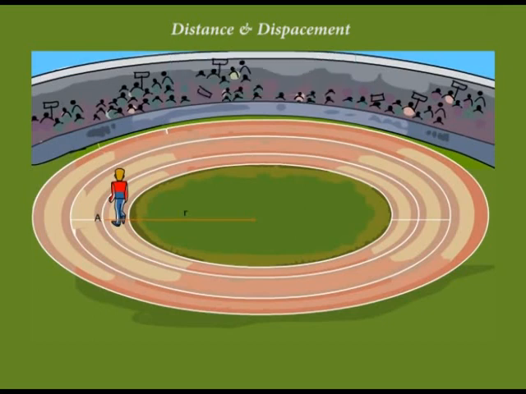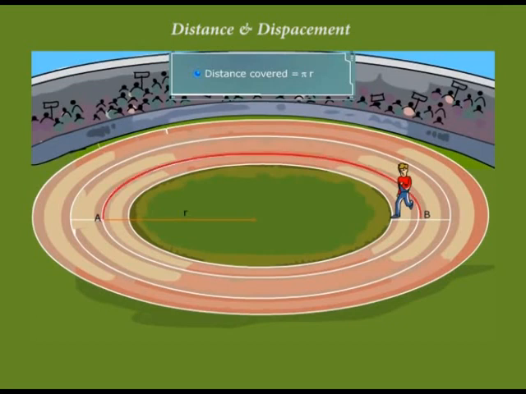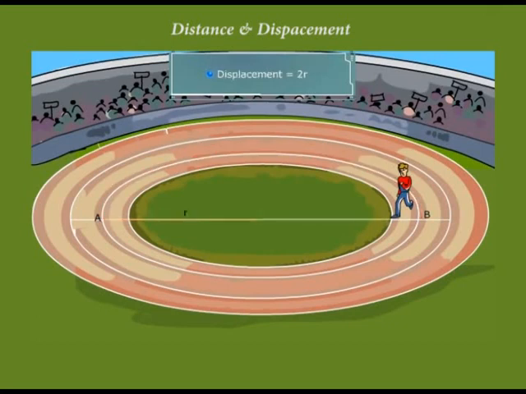Now let's find the distance and displacement when the athlete stops at B, which is geometrically opposite point A. The distance covered is equal to half the circumference of the track, which is equal to pi r, and displacement, being the shortest distance between the initial and final positions, is equal to the diameter of the circle.